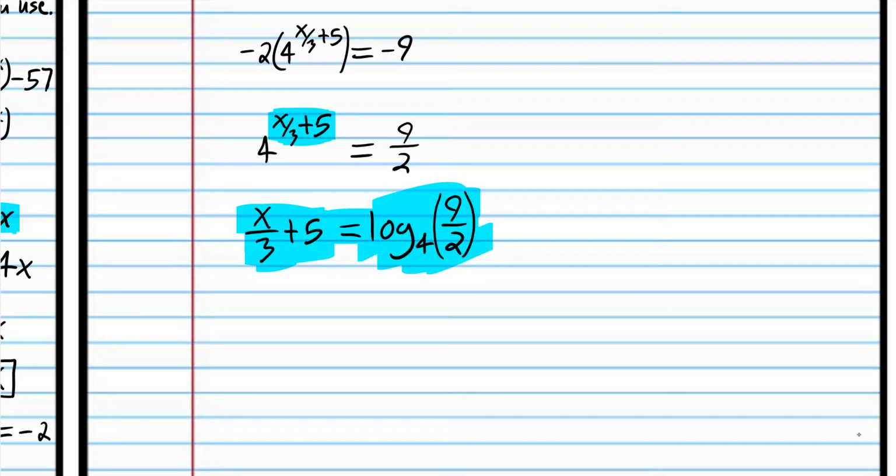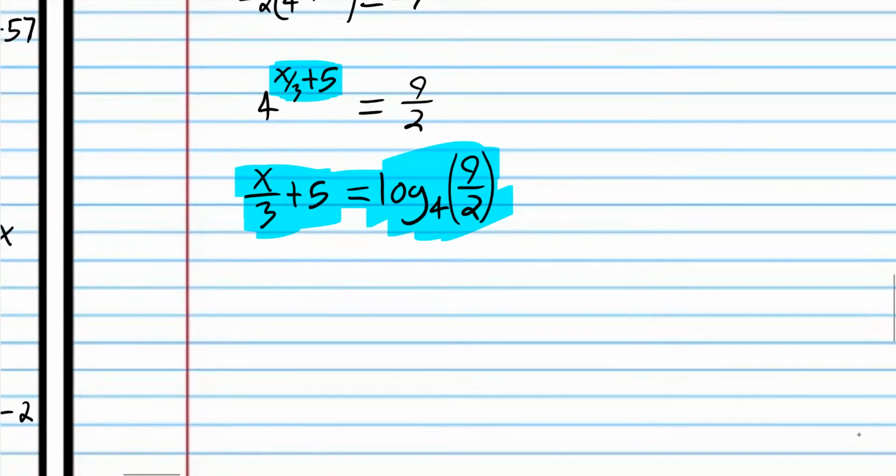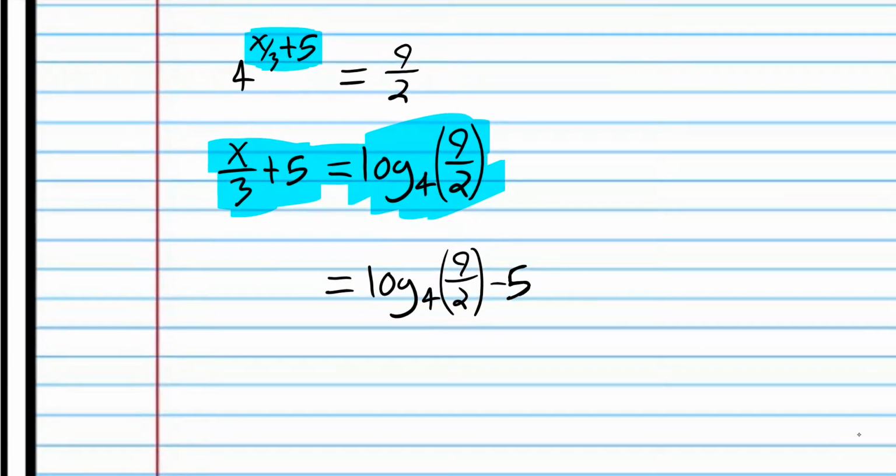But we don't want that. We don't want the blue power. We want x. So we're going to have to solve for x. So subtract 5 from both sides. And remember, you cannot combine 5 with the 9/2. You can't do that. The 9/2 is in the function.